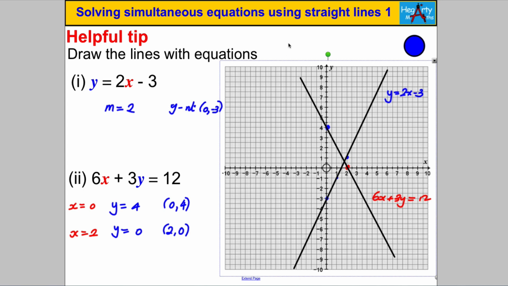It's just a little tip when equations are in the form ax plus by is equal to a number. I think it's easier to make x be 0, find what y is to match that, make y be 0, find what x is to match that. You've got 2 points, draw the straight line. That's a quick way to draw that graph, and I'm going to use that throughout this video.